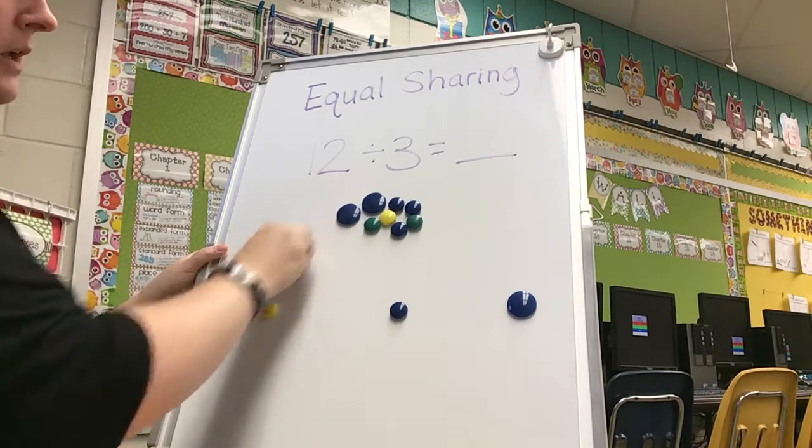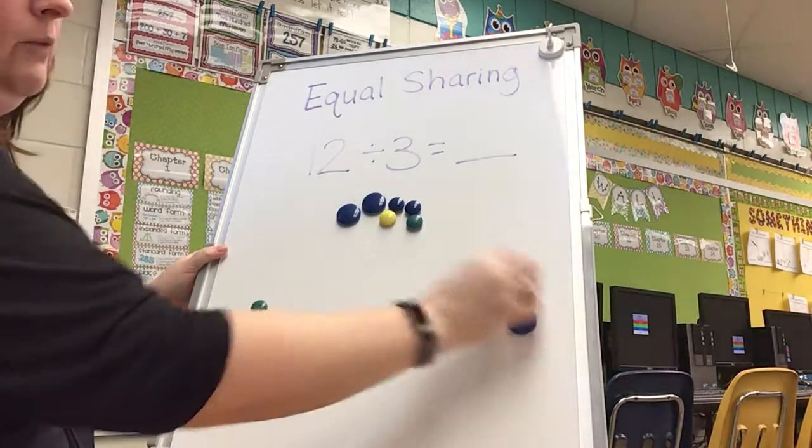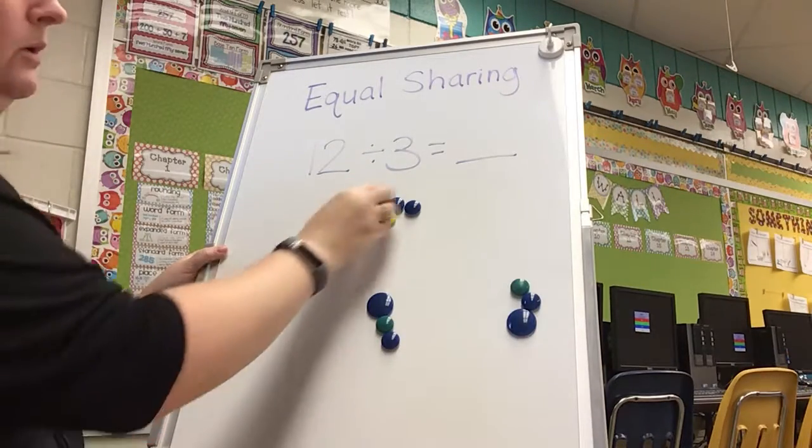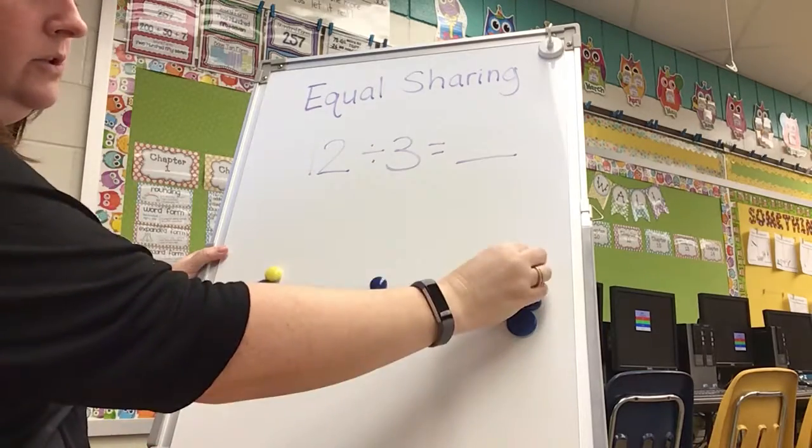Now what I'm going to do is I'm going to partition the rest of these between the 3 groups. So when you partition, you're going to give 1 to each group, and then you'll go back to the beginning and give another 1 to each group until you've used all of your counters.